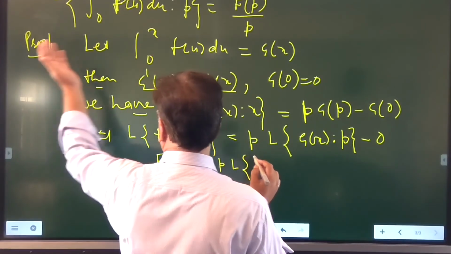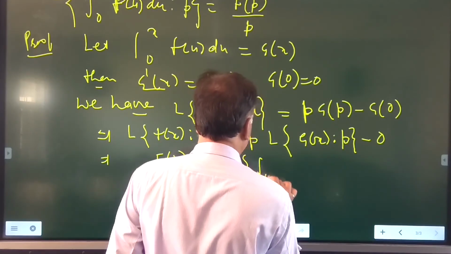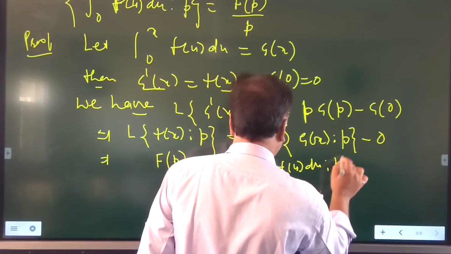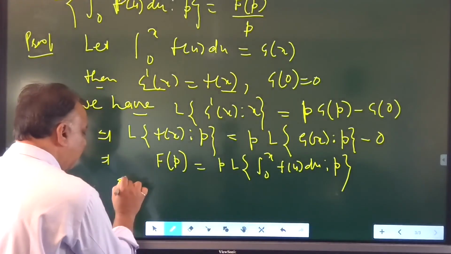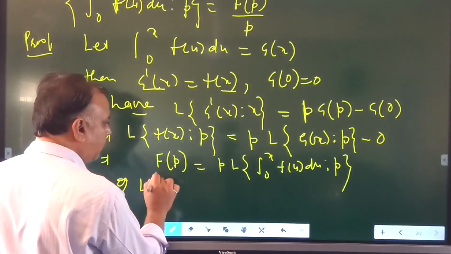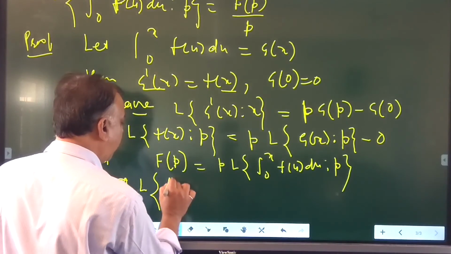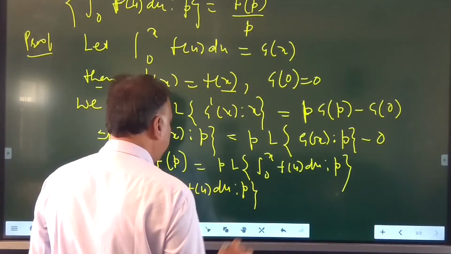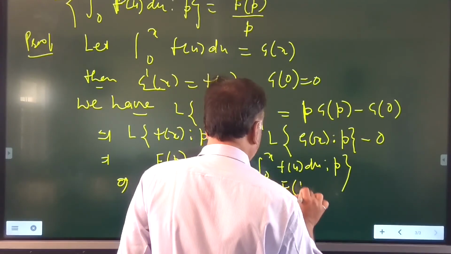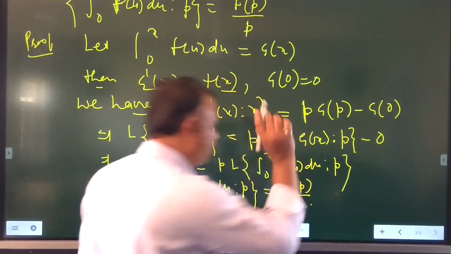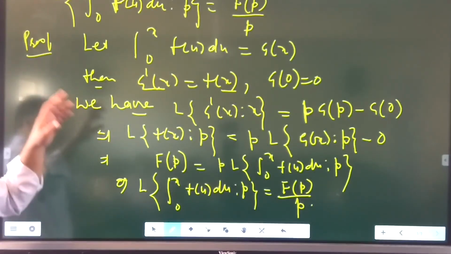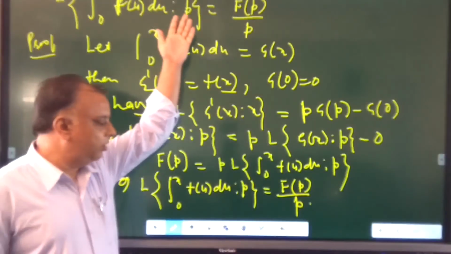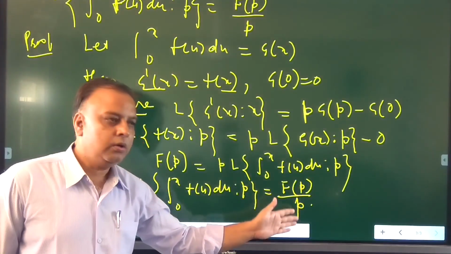We have taken g(x) as the integral from 0 to x of f(u) du. So by solving this, we get the Laplace transformation of the integral from 0 to x of f(u) du with respect to parameter p equal to F(p) upon p. So we get the Laplace transformation of the integral function from 0 to x of f(u) du as F(p) upon p.